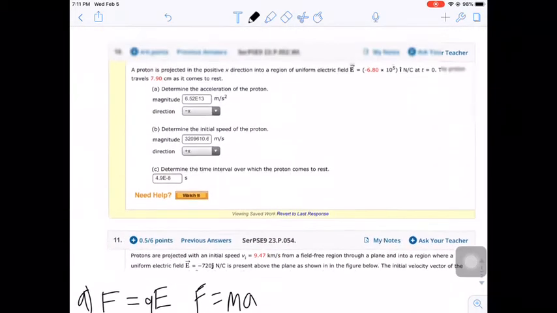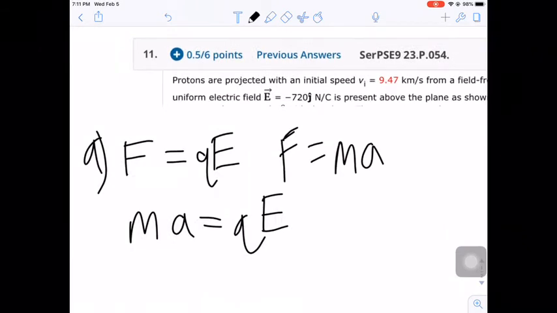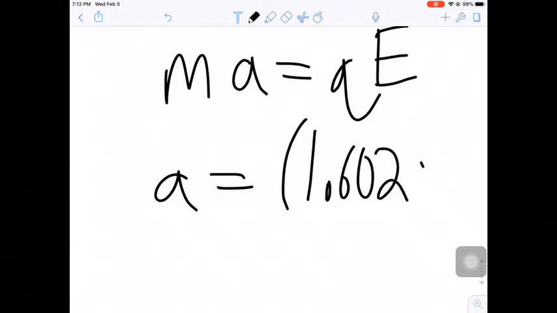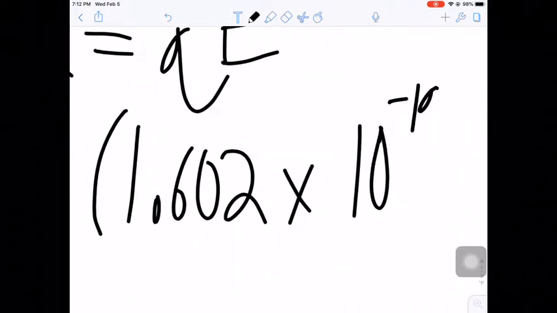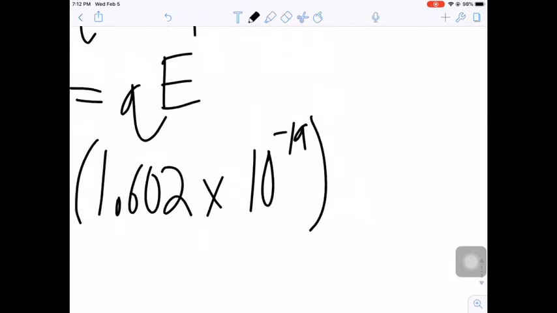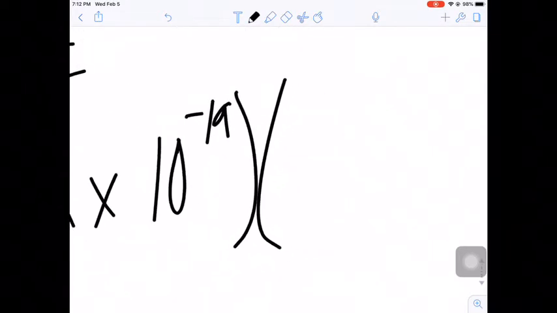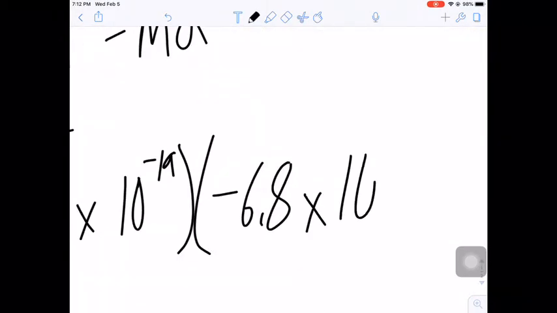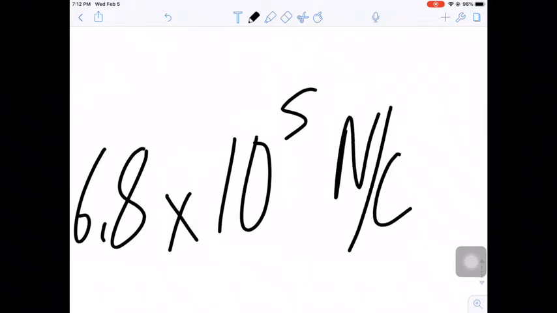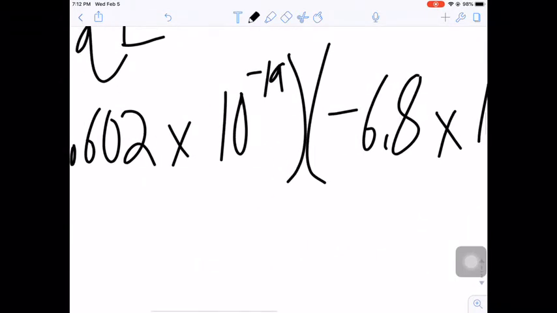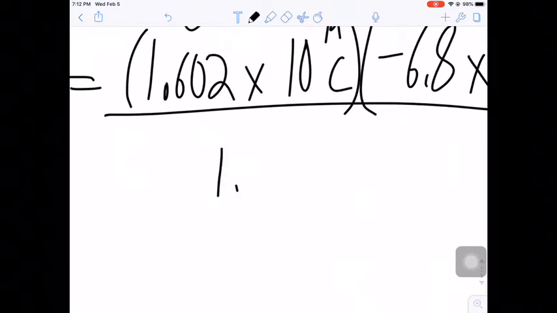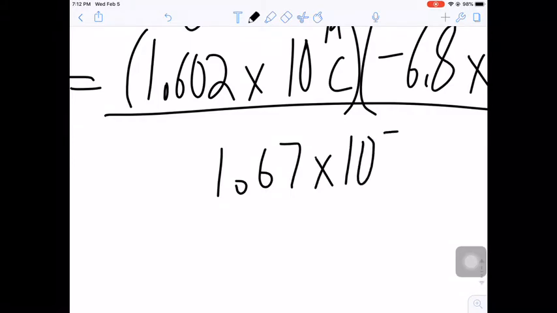But yeah, so Q is the charge of the proton, which comes out to be, if we rearrange all this, solving for A, we get Q, 1.602 times 10 to the negative 19th coulombs, multiplied by E, negative 6.8 times 10 to the fifth newtons per coulomb, all over the mass, which was 1.67 times 10 to the negative 27.